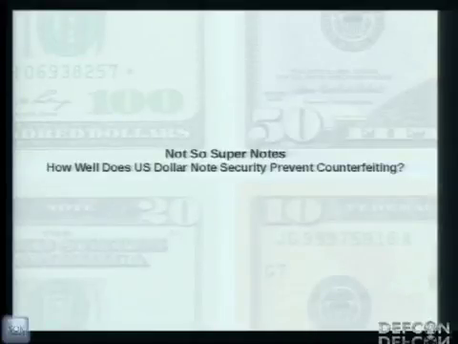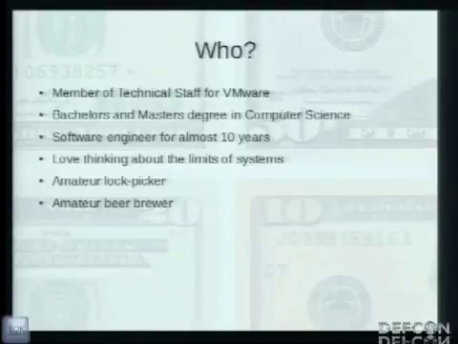So my talk today is "Not So Super Notes: How well does the US dollar note prevent counterfeiting?"